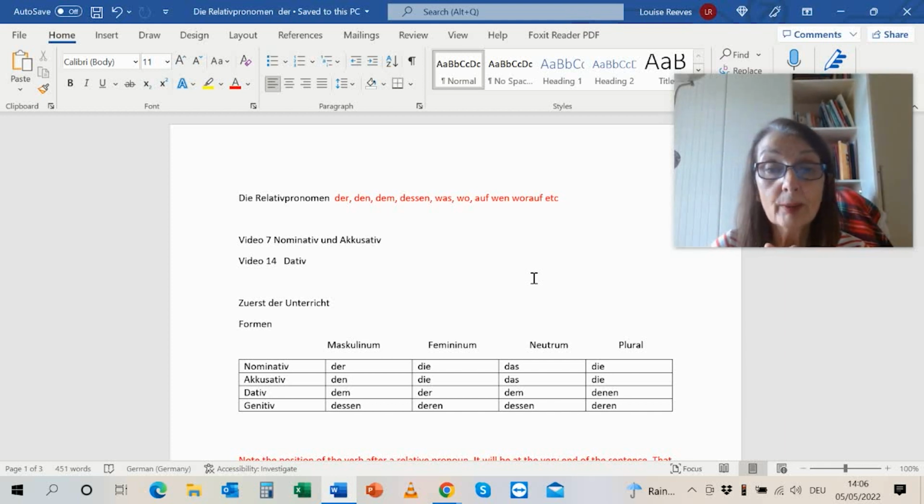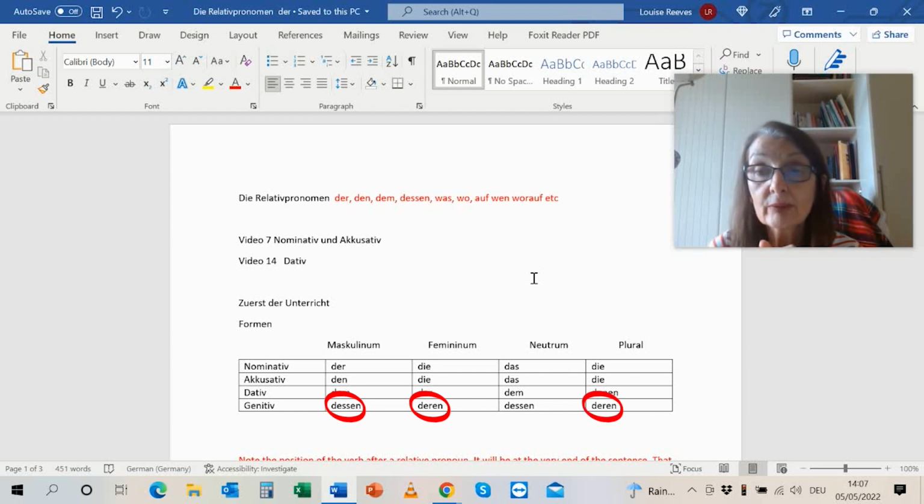And as you can see from my table here, and those of you who know your cases well already, there's not much difference between the word for the and the word for who or which or to whom. Now, what you'll see though in the dative plural, it's denen, not den. And then the other one that's quite different is the genitive: dessen in the masculine, meaning whose, and deren, feminine, meaning who or to whom or whose. And then you have deren for the plural as well, meaning whose.